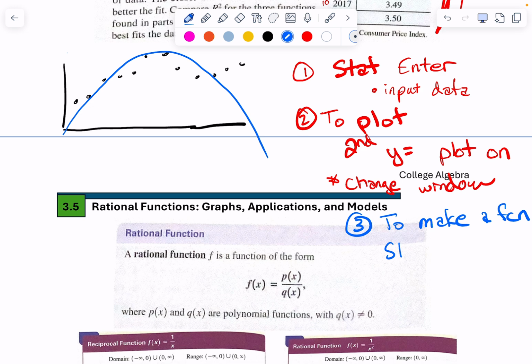You go to stat, the same spot that you went, but you go over to calc, and then down to whatever regression you want. So hit your stat button on your calculator, go over to calc, and the first one we want is a quadratic regression. Okay, and we're going to go to calculate. And it's going to spit out a quadratic function at me.